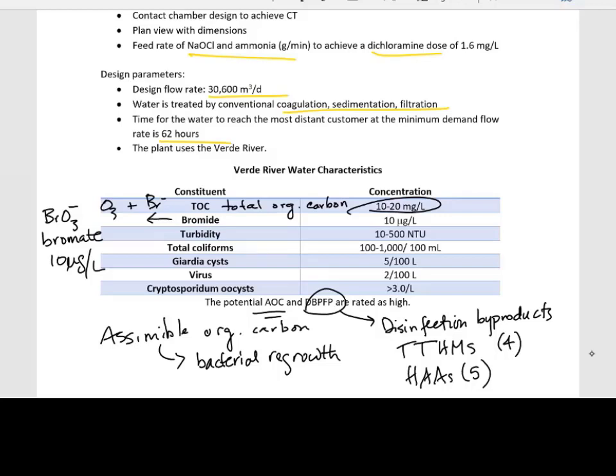Now, turbidity, you can see your turbidity is quite high, and so are total coliforms. This is likely after storm events. You have runoff entering the river, and that results in higher turbidities and coliforms. And they've done some studies, and they have concentrations of Giardia, viruses, and Cryptosporidium oocysts in this river system.